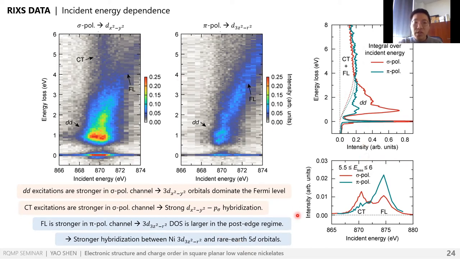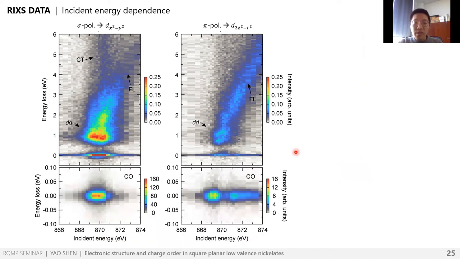So now we know the overall electronic structure of this material, and we can continue to the charge order measurement. We fix the wave vector at the charge order and study its incident energy dependence in both the sigma and pi polarization channels. We can see that in the sigma polarization channel, there is a nice signal resonating at the nickel L2 edge, and it's much stronger than in the pi polarization channel. If you look at the color scale, it's 10 times stronger.